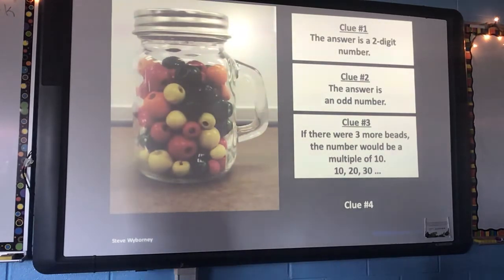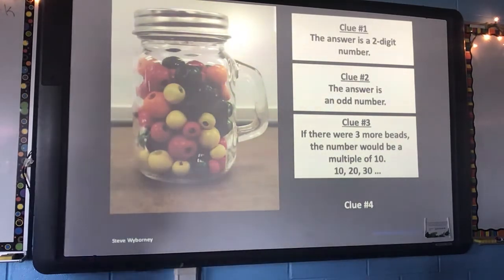What does my number have to end with now? In order for it to have 3 more beads to be a multiple of 10, what does it have to end with, Charlie? A 7. It has to end with a 7, because if I add 3, 7, 8, 9, 10, then it would be a multiple of 10. So now we know it has to end with a 7. Very nice.